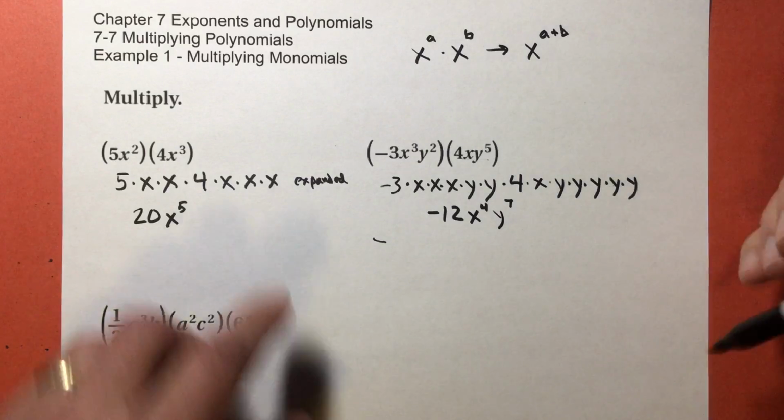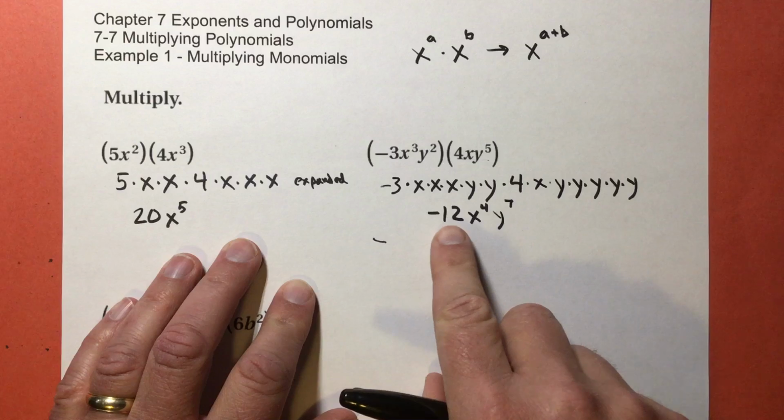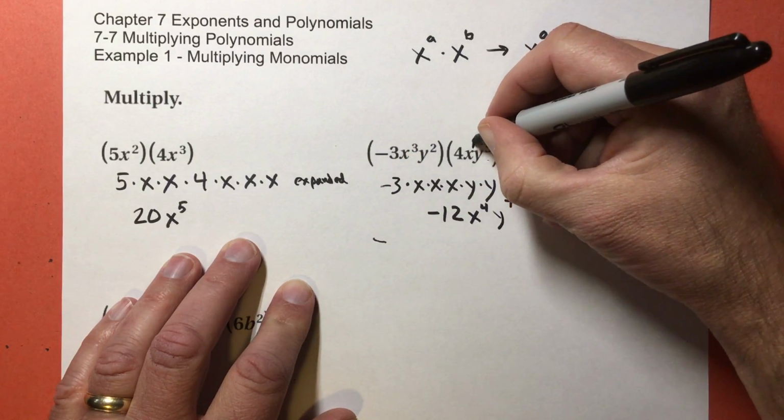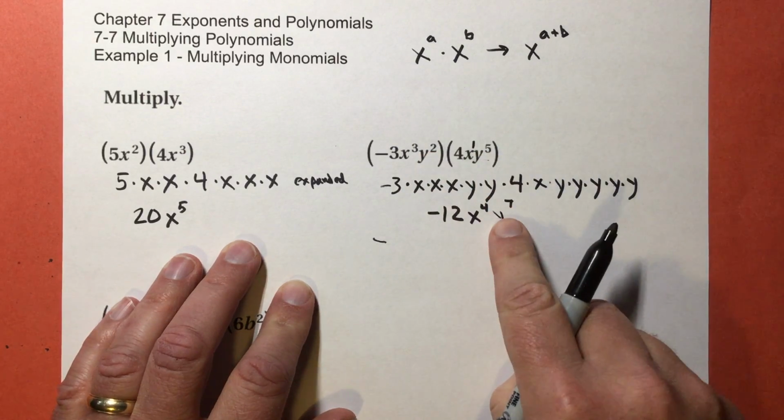Now you could have gone directly from here to here. Negative 3 times 4 is negative 12. And here's where we show the hidden stuff: 3 plus 1 is 4, and 2 plus 5 equals 7.